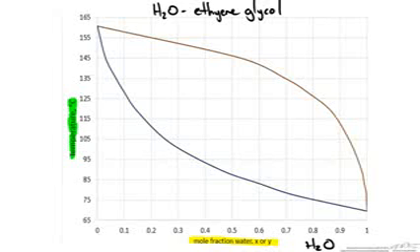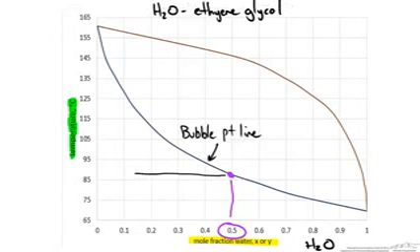Alright, so let's look at a composition of 50% water and 50% ethylene glycol. At a low enough temperature, we'll be below this bottom line, and we'll have one phase. This phase will be liquid. So we'll have some liquid mixture that as we increase the temperature will eventually come to this first line. Now this is our bubble point line, since at this temperature we'll have our first bubble that will form, which will be enriched in the more volatile component, in this case water.